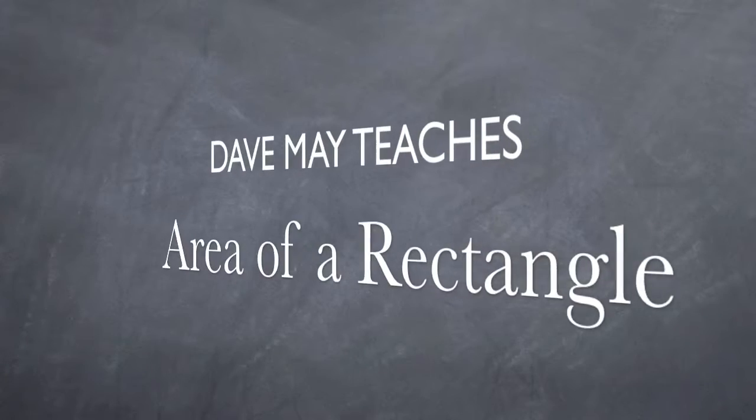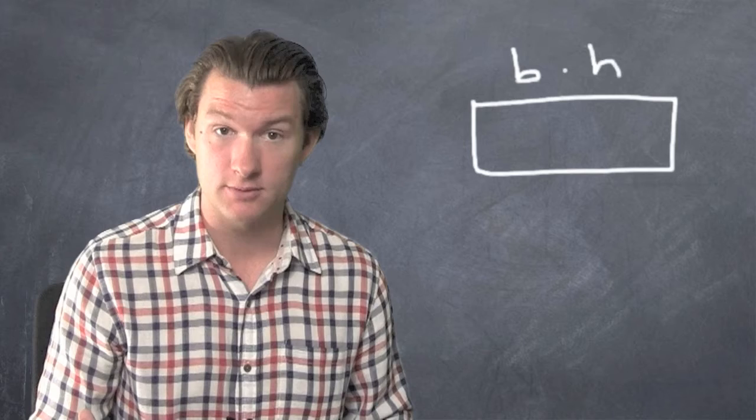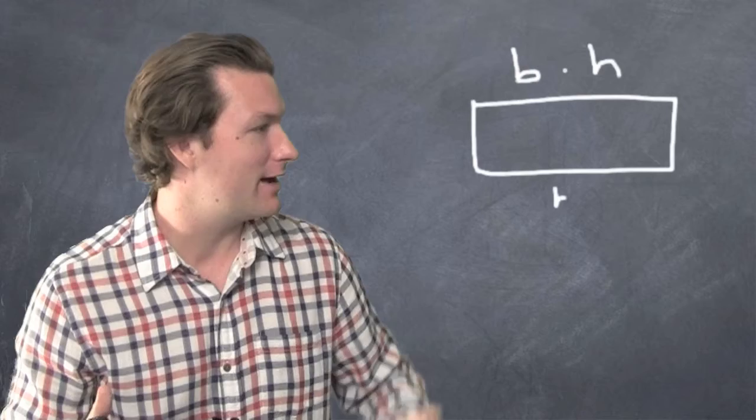Area of a rectangle is base times height. That might sound similar to how you find the area of a square. And you're right, it's exactly the same thing. You multiply the number on the bottom times one of the sides.